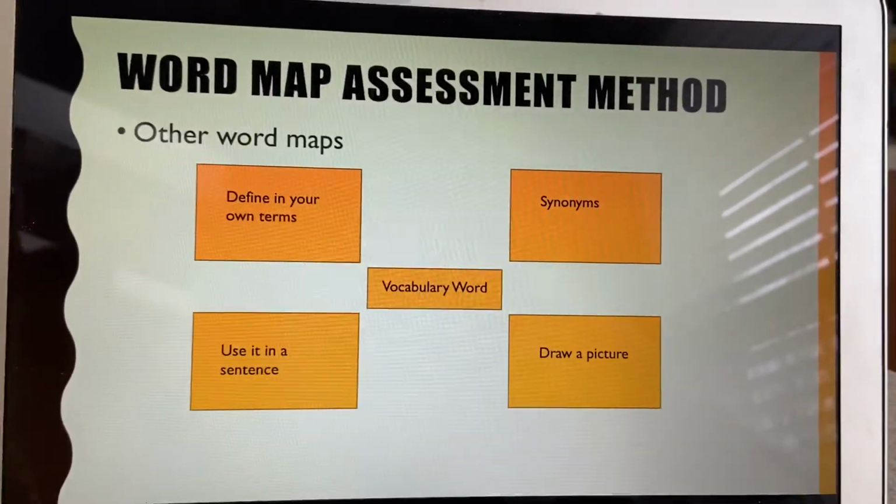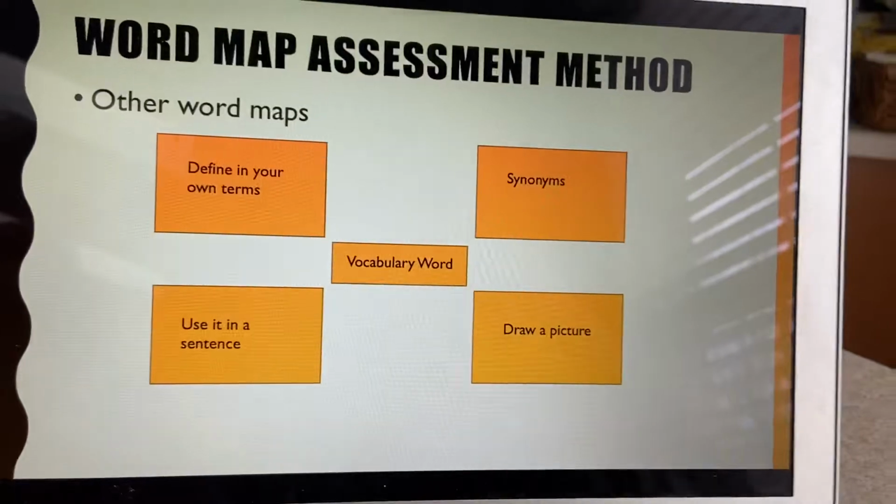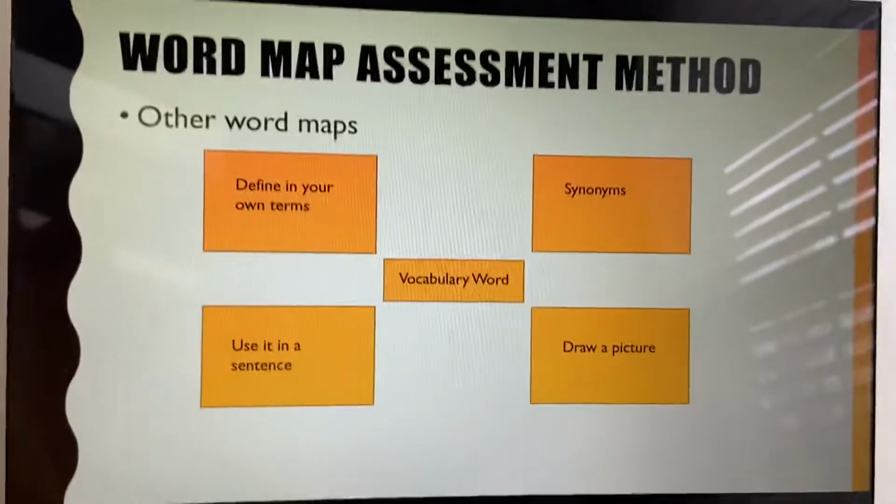Madison, you're 8, you're 9. Would you say that this is good for first grade? Yeah. Would you be able to do that in first grade? Yeah. Yes.